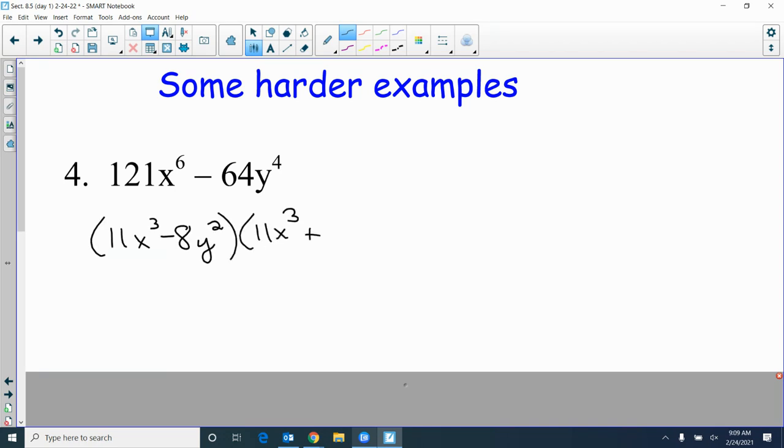One of them has to be a plus. As long as you have one minus and one plus, you're okay. Square root of 121 is 11, so it'd be 11 times 11. Okay, 8 times 8 gives you 64, or negative 8 times 8 gives you negative 64. Okay, for that.